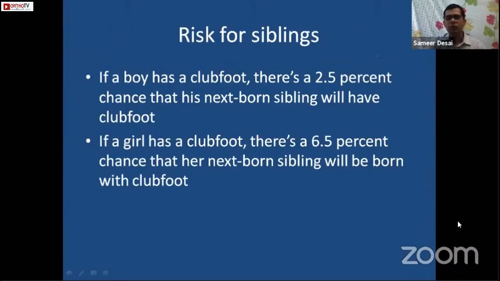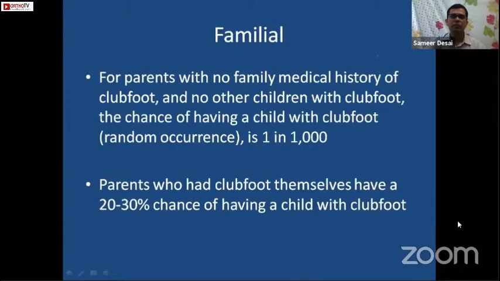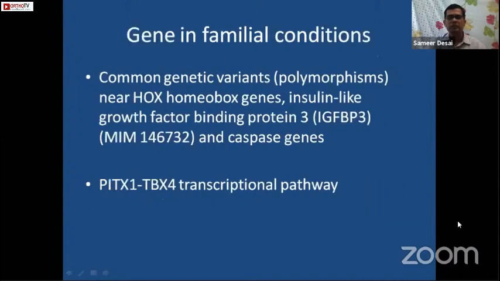Suppose you have a child who has already had a clubfoot, what is the risk of the next child having clubfoot? There is a 2.5% chance if it's a boy, and if a girl has a clubfoot, then there is a 6.5% chance that her next born sibling will be born with clubfoot. If no parent is involved and it is just a random occurrence, that is 1 in 1,000. But if parents have a clubfoot, then their baby's chance of having a clubfoot is between 20 to 30%.